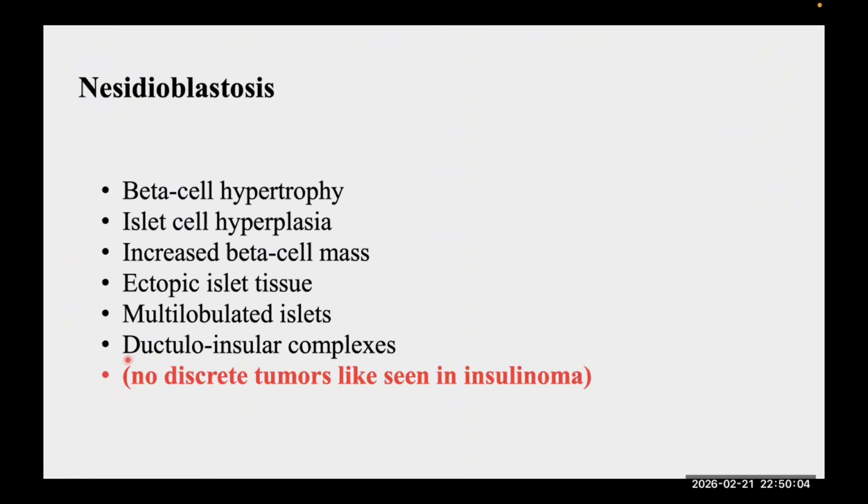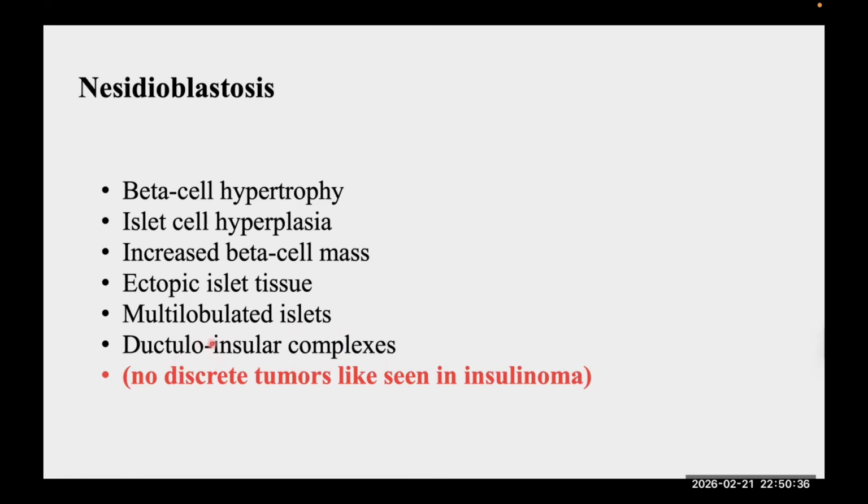Now, the last thing we're going to discuss is nesidioblastosis. This is basically, it's not a tumor. It's not like insulinoma where there's an actual tumor. It's just beta cell hypertrophy and islet cell hyperplasia. This basically causes excessive insulin release, but without an actual discrete tumor that is seen. This can also be due to ectopic islet tissues, multilobulated islets, and ductulo-insular complexes. These are usually seen histologically.